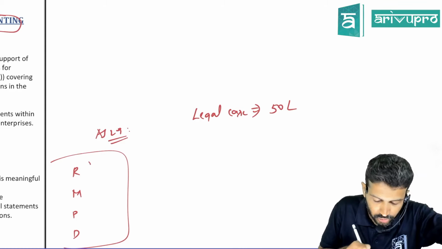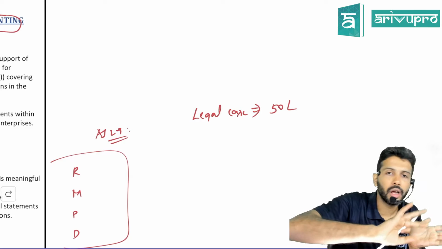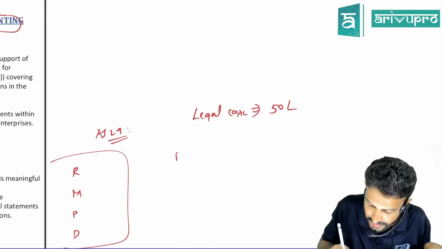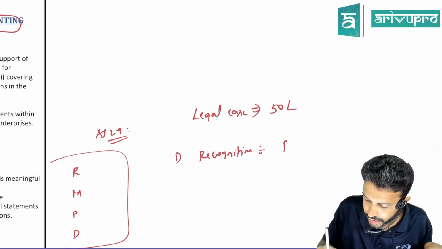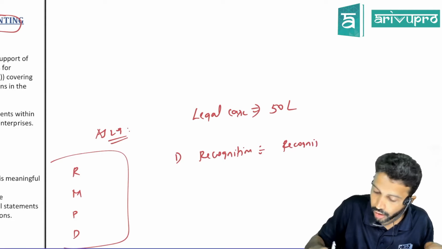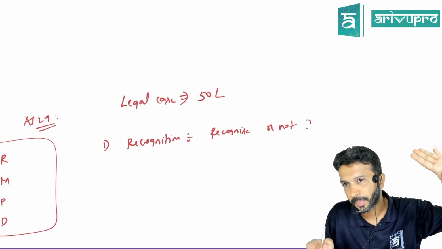That is what the AS will give you guidance on. First thing, should we record this or not record this? That is the first headache. That only we call recognition. Recognition covers whether we should recognize or not. That's the first aspect. Clear, sir?